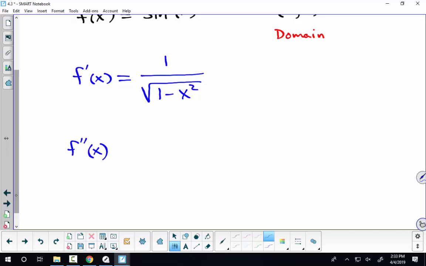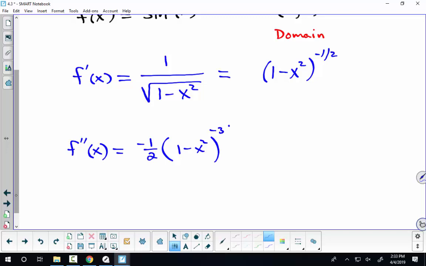Okay, so I guess you could look at this as a quotient, or you could rewrite this as 1 minus x squared to the -1/2 and use the chain rule. So which one do we want to do? Chain rule or quotient? Chain rule. So the second derivative is -1/2, 1 minus x squared, we're subtracting 1 from that power, so minus 3/2 power, multiplied by the derivative of the inside.